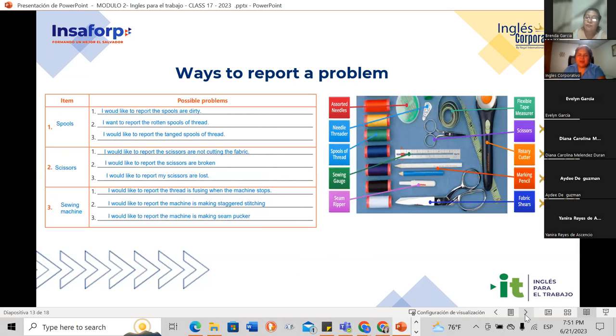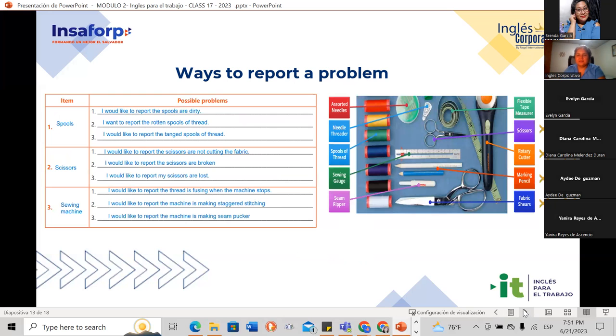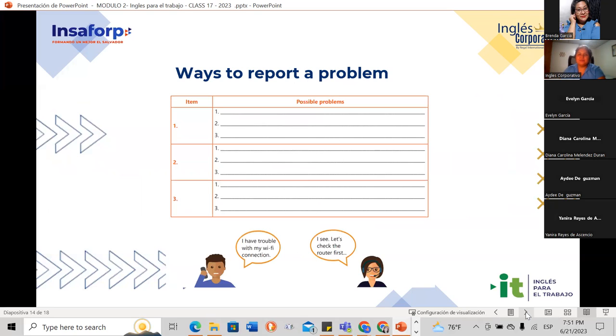If you don't fix the problem, you have to report that. I would like to report the machine is making seam pucker. Okay, seam pucker. What is the meaning of that? Puntada fruncida. Fruncida. Uh-huh.